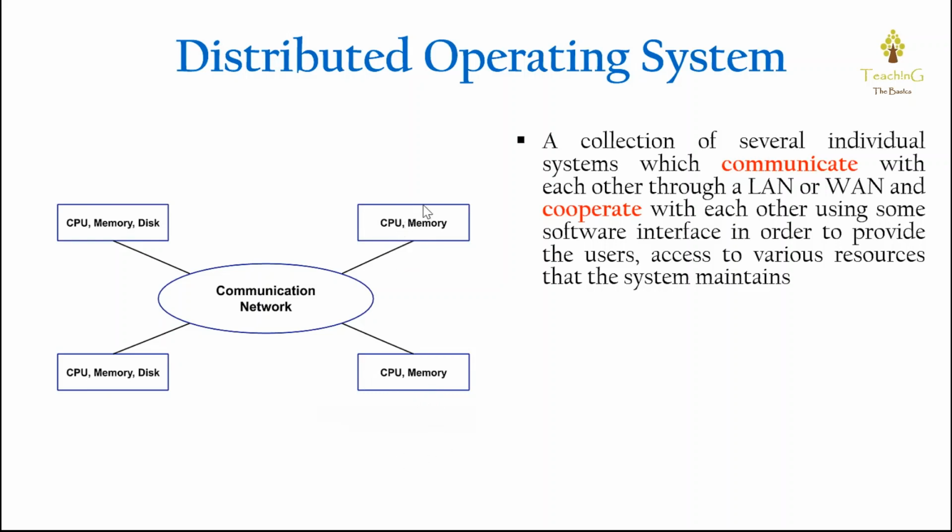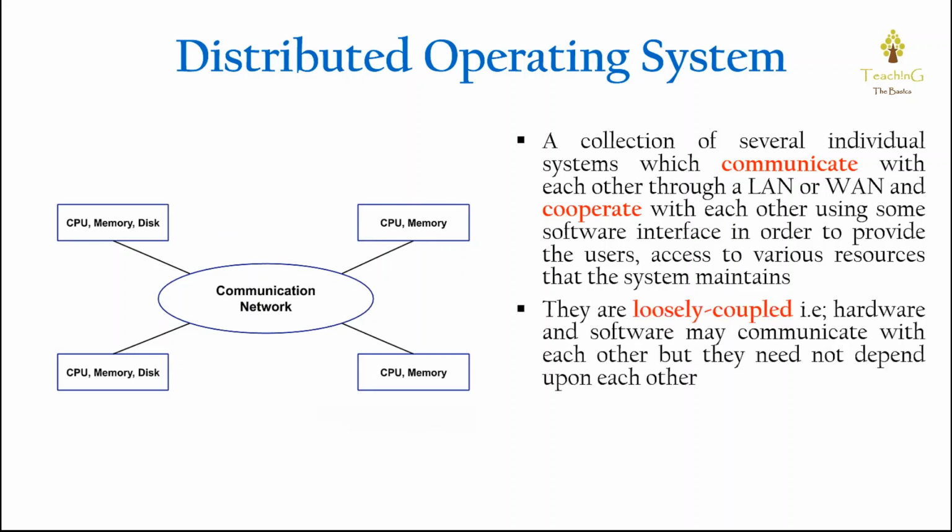Now let us suppose that this machine needs to scan something. So it is going to communicate with the software interface. With the help of the software interface, this machine is going to communicate with this machine, and this machine will give access of its scanner to this machine via this LAN communication. So this is how the distributed operating system really works.